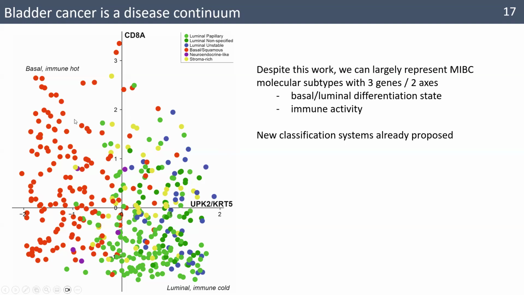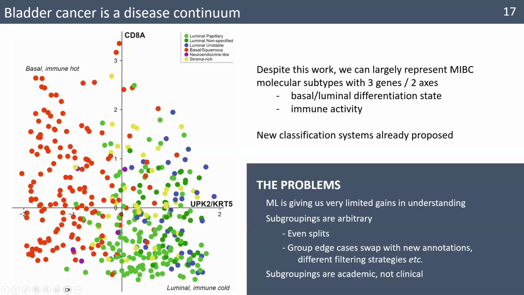And I hope that you can see that when I've overlaid it with the colors from the consensus classification, effectively, your luminal tumors are all on the right-hand side with high differentiation and low immune status, and your basal tumors are all on the left-hand side with low differentiation status and a bit of immune difference. So if we can match the consensus classification with just 3 genes, it really isn't working for us. So machine learning is giving us very little additional information compared to these markers, these gene markers that we've known about for decades. The subgroups are arbitrary.